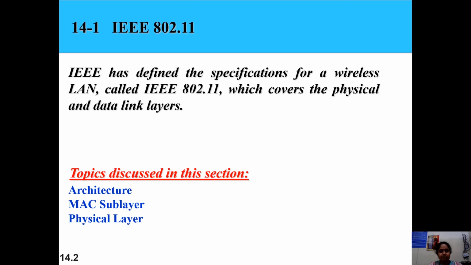Hello everyone. In this session we are going to discuss wireless LANs. Wireless LANs are the IEEE standard 802.11. We have variants of 802.11 specifications. However, we are going to discuss those specifications a little later. What 802.11 specifies is the physical and MAC sublayer of any wireless LAN.